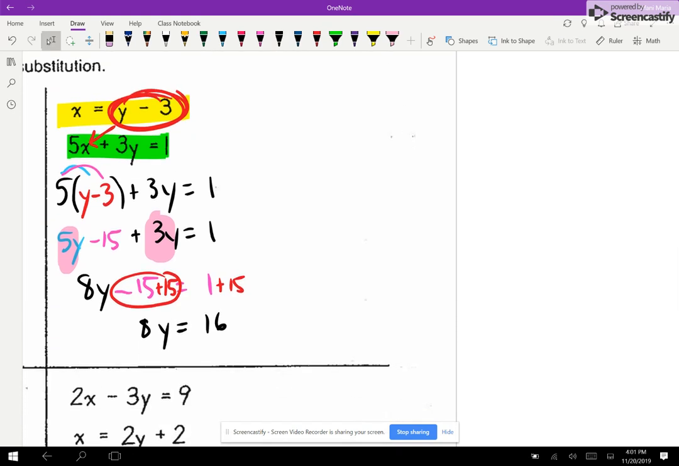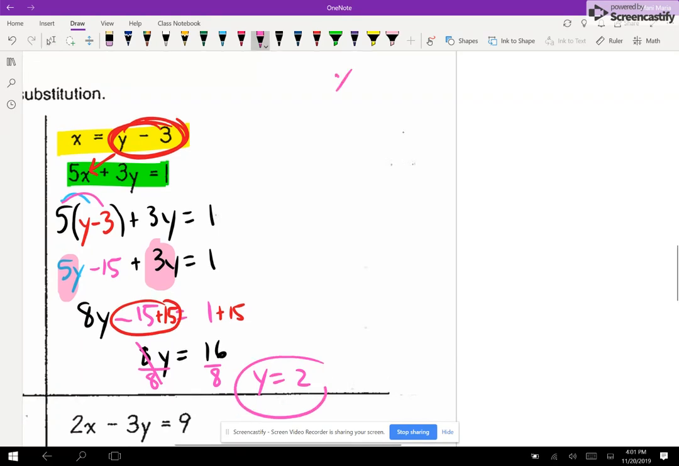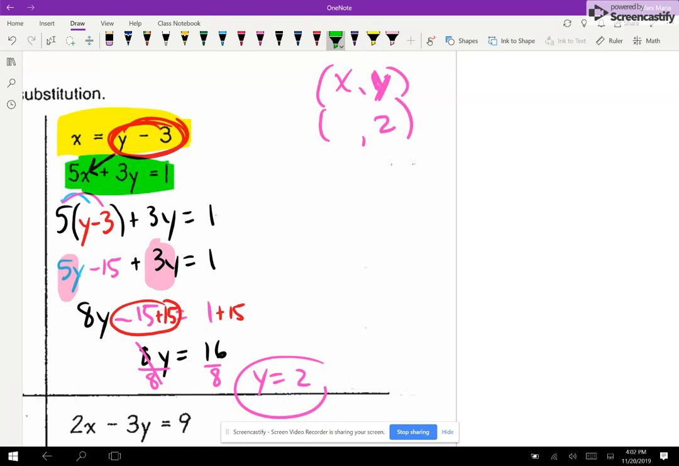And then lastly, I just got to solve that one step equation. So I'm going to divide by 8, and I get y equals 2. So I'm only halfway done. This is only a part of my solution. What I just found was the y value. So I'm going to go ahead and put a y value of 2 up there. So now I just need to choose which expression I'm going to use. Am I going to use that yellow equation or this green equation?